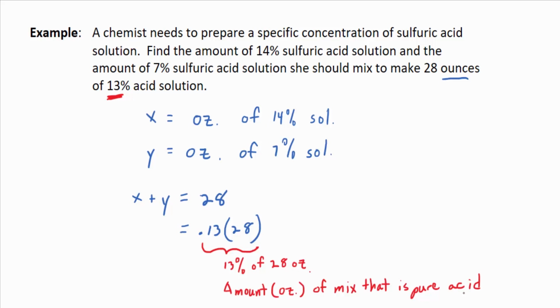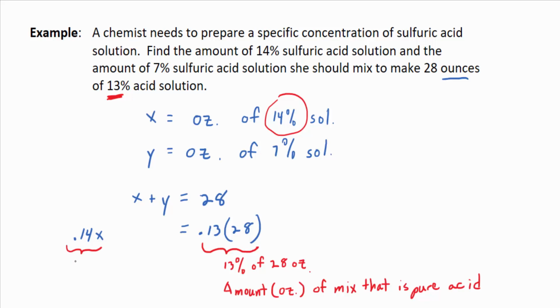Now, what we need to do then is, we need to find out of x ounces of 14% solution, how much of that is pure acid, because we need to be adding pure acid plus pure acid to get pure acid. Does that make sense? So out of the x ounces of the 14% solution, how much of that is pure acid? It's the same type of operation, except it's 14% solution, right? So how do you take 14% of x? Yep. So you're going to take a little more room here, 0.14 times x.